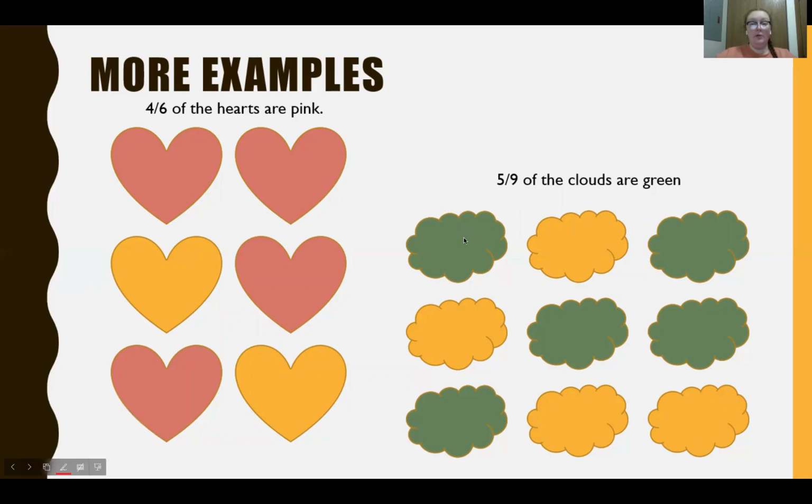Over here, we have 9 clouds, and because we have 1, 2, 3, 4, 5 clouds that are green, it's 5/9 of the clouds are green. So 5 being that part of the 9, which is the whole.